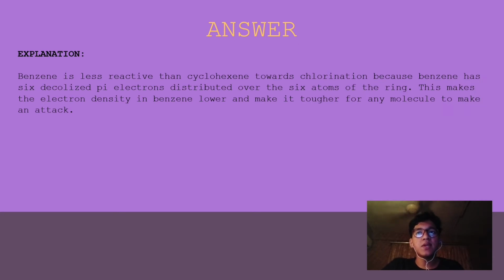For the explanation, benzene is less reactive than cyclohexene towards chlorination because benzene has 6 delocalized pi electrons distributed over the 6 atoms of the ring. This makes the electron density in benzene lower and makes it tougher for any molecule to make an attack.